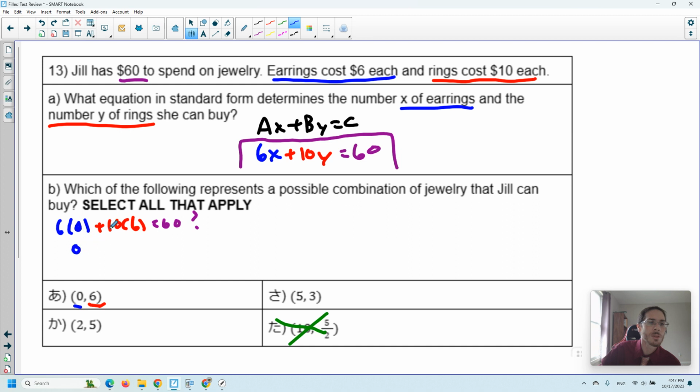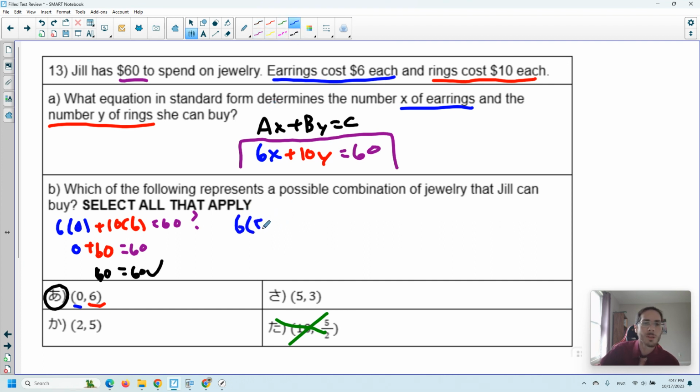6 times 0 is 0. 10 times 6 is 60. And then 60 does equal 60. So A works out. We're going to pick A. All right, so that would be next. So we got 5 and 3. So again, we're just going to plug them in.